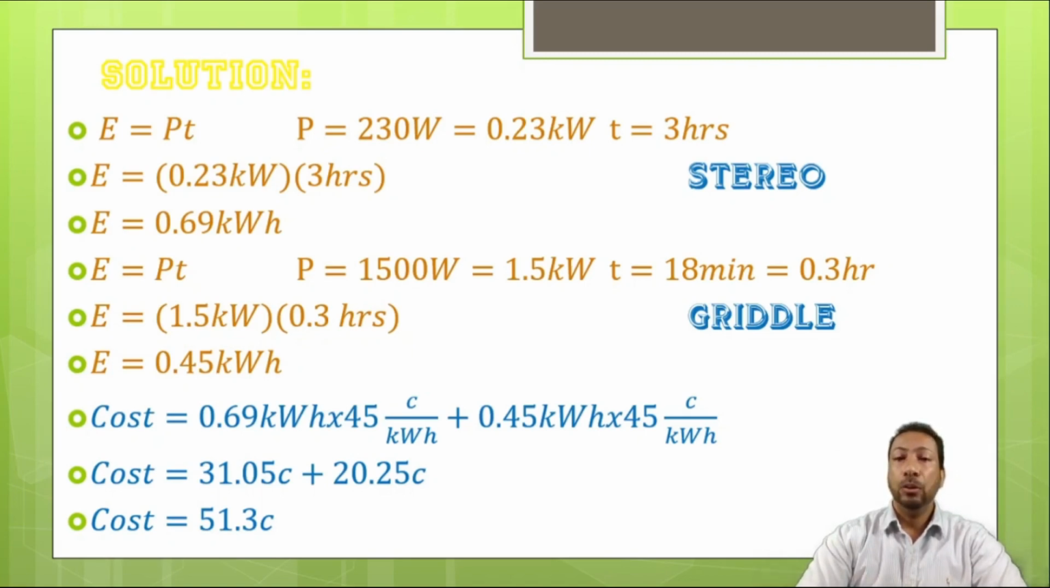Now, mind you, in normal circumstances, you would round that down to 51 cents, but the electric company wouldn't do that. They'll round up in their favor.